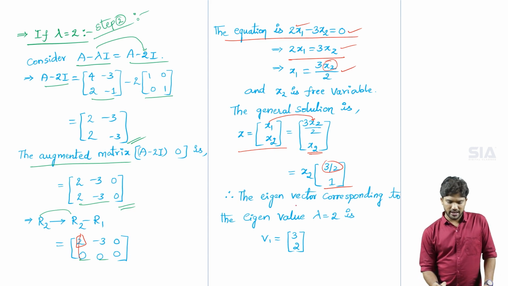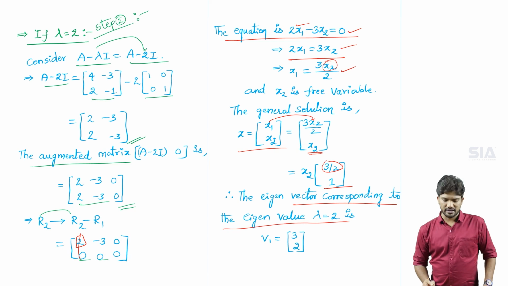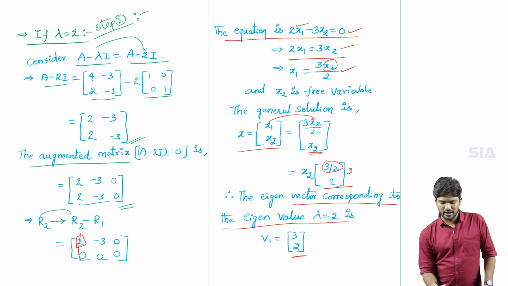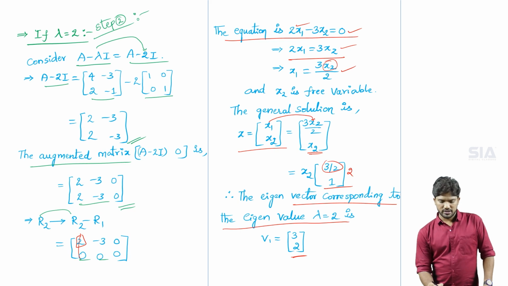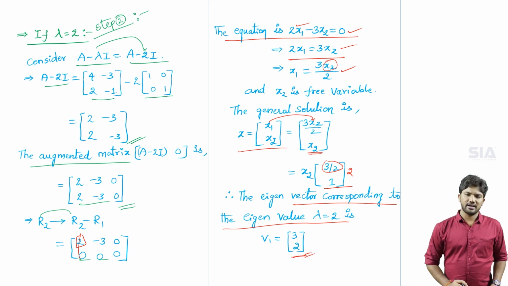So therefore the eigenvector corresponding to the eigenvalue lambda = 2 is given by v1 = (3, 2), by multiplying that vector with 2. Okay, so then you will get 2x2 into (3, 2). So that value we can write in this format. That is the first eigenvector.